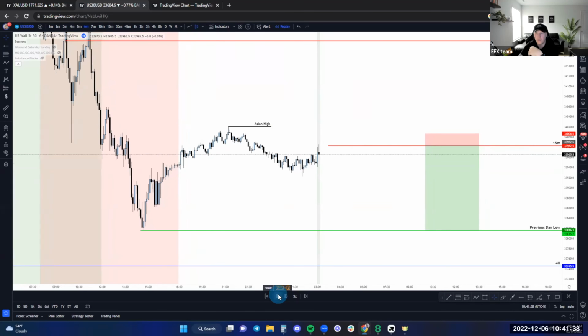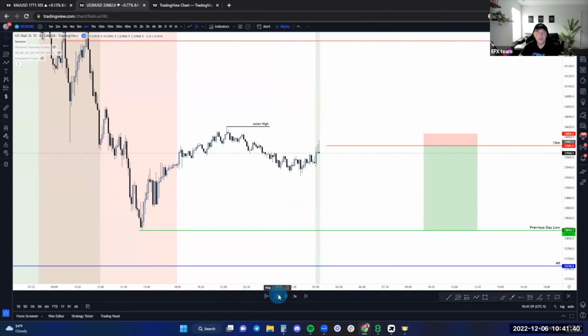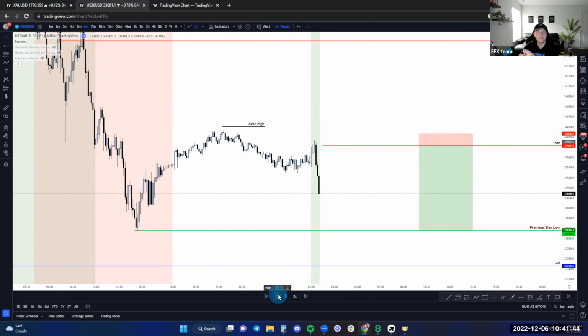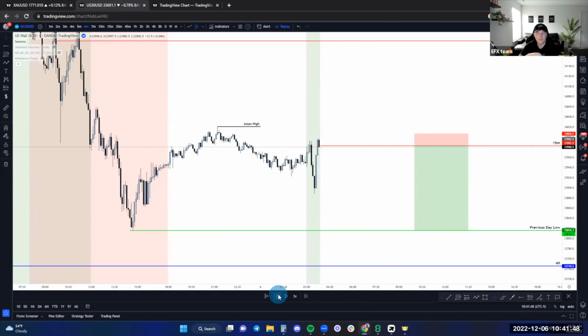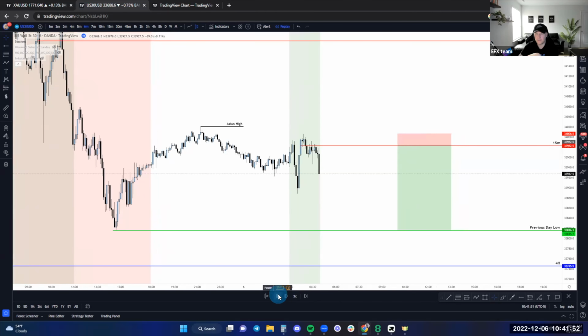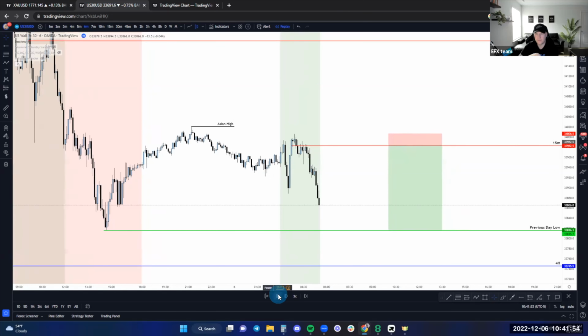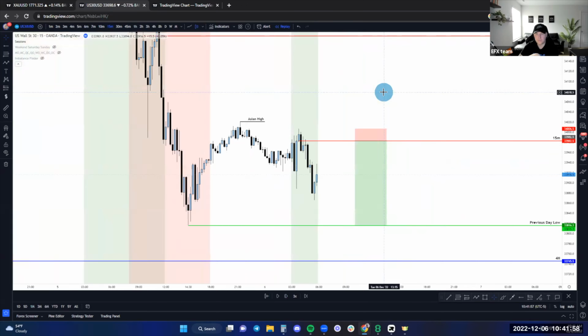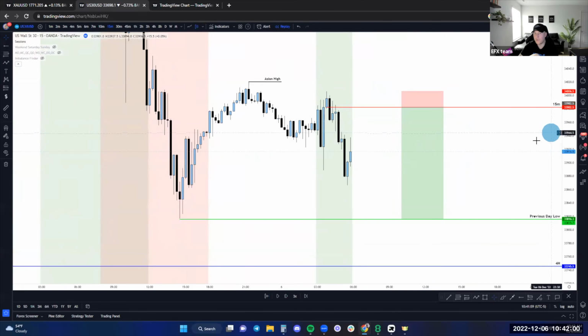And then we are approaching London. So now the green hits, now we're in London session. See the difference in that price action? Very fast moving price action. I'm going to go to the 15. Right, so what do we have at this point?